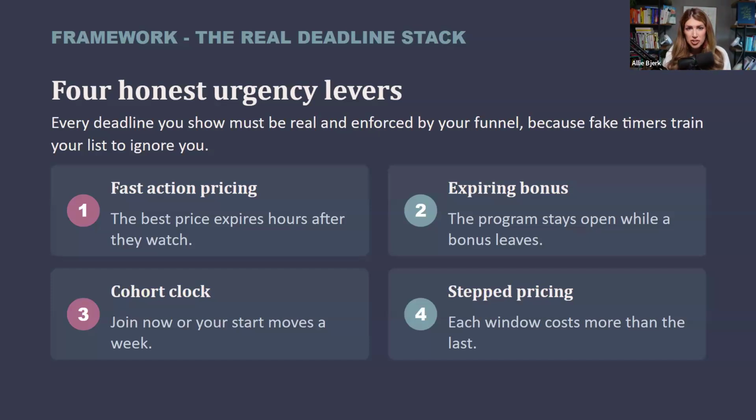So really pushing the messaging of, this is why you need to take action, because otherwise you're going to be in the same place next week, next month, a year from now. So that cohort clock of, don't miss out on the opportunity of getting to jump in this month with this cohort. We kick off on Monday.